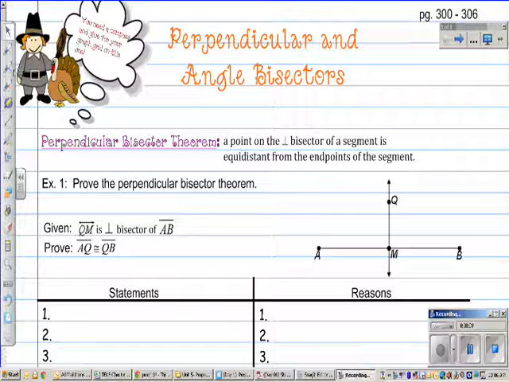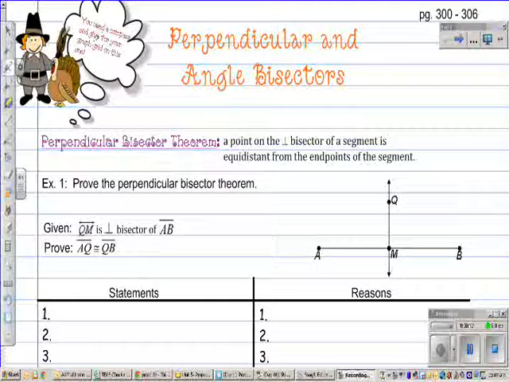Talking about perpendicular and angle bisectors. Okay, so the first thing is you should have had some theorems on the website that you should have seen, one of which being the perpendicular bisector theorem. And by the way, you're going to need a compass and glue stick for your graph grid on this set of notes.